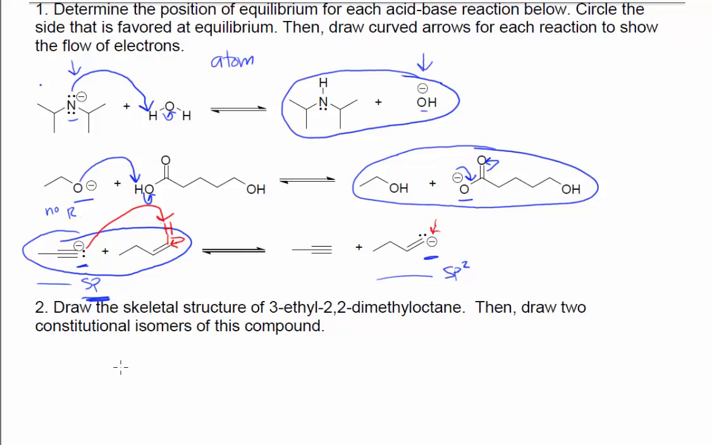The next question is draw the skeletal structure of this compound. We need an octane. 1, 2, 3, 4, 5, 6, 7, 8. 3-ethyl, 2,2-dimethyl. Looks like that.